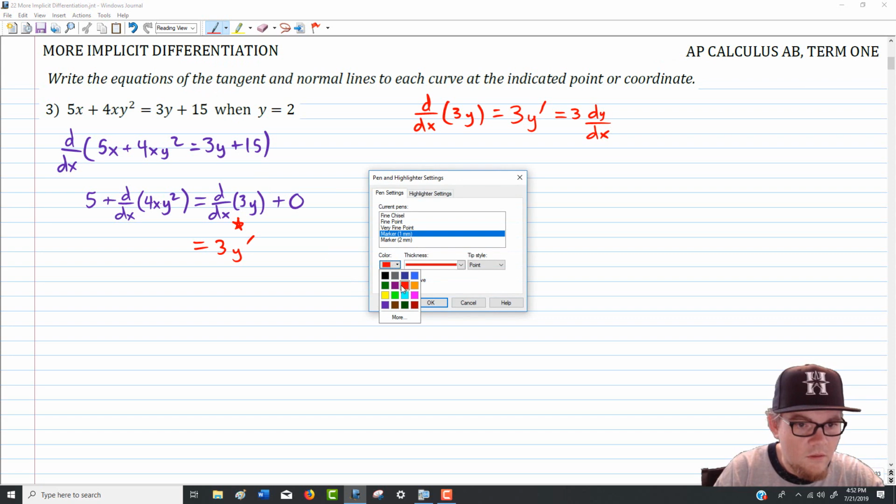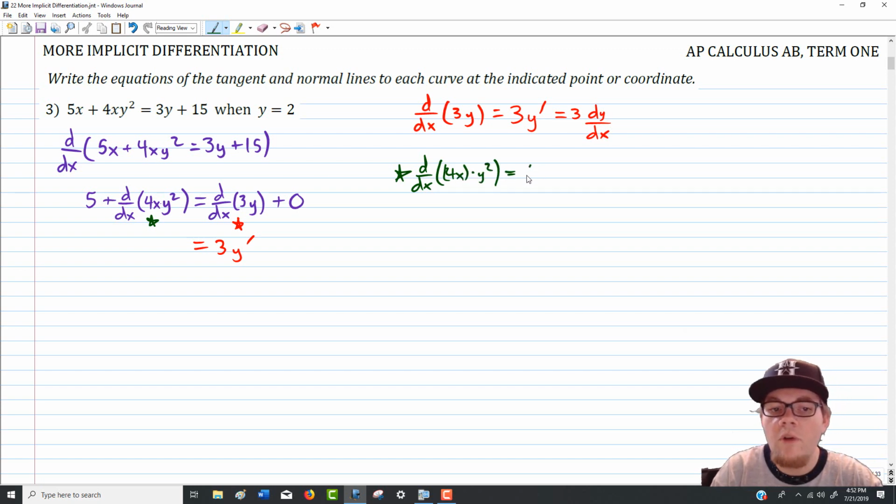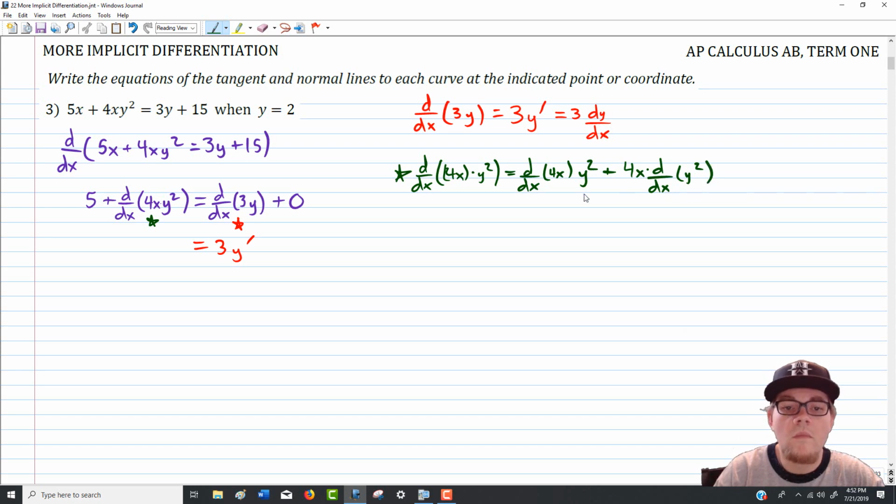On the other hand, we have to deal with the fact that we have this 4xy squared problem. So to attack this one, we've got to look at it as a product. We're taking the derivative with respect to x of the product 4x times y squared. So using the product rule, we'll end up with the derivative of the first, so the derivative with respect to x of 4x, times y squared, plus 4x times the derivative with respect to x of y squared.